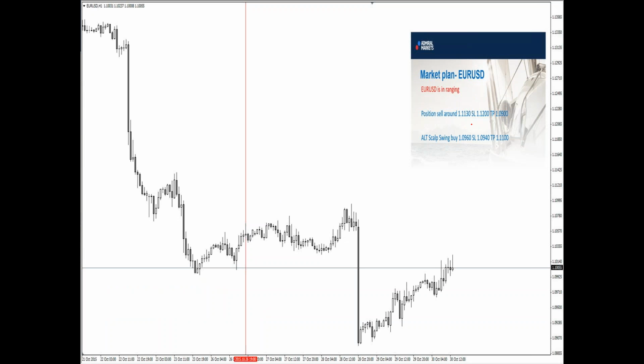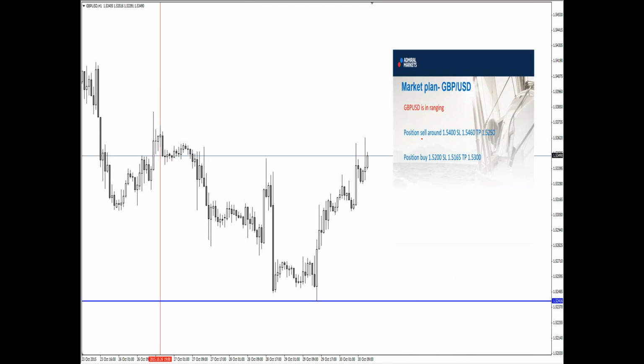Our plan was to sell around 1.1130. What happened basically is we didn't have any setup before FOMC, and of course during FOMC we don't trade, okay? That is why I cannot say that we had any setup, because none of this has happened before FOMC. Pound dollar, same thing.